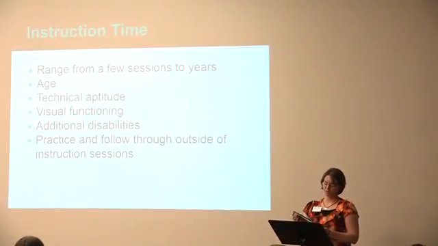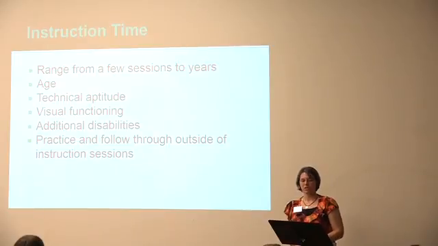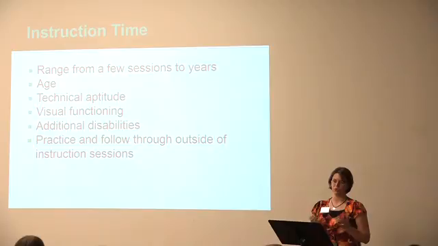Instruction time. This can range from as little as a few sessions to years. Factors in this include age, technical aptitude, visual functioning. The worse vision loss you have, the more likely it is it will take more instruction time for you because you're using more Zoom. So you're having to have stronger skills to do the same things that somebody who's using less Zoom might be able to do. Additional disabilities may cause you to need to have additional instruction time.